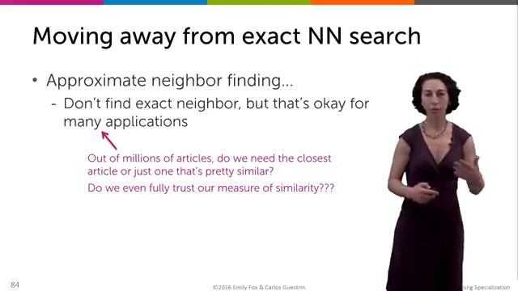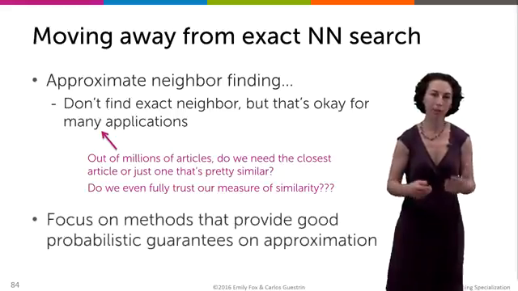But here, in contrast to what we did for KD trees for approximate nearest neighbor search, we're going to look at methods where we can provide a probabilistic guarantee on the approximation that we're making.